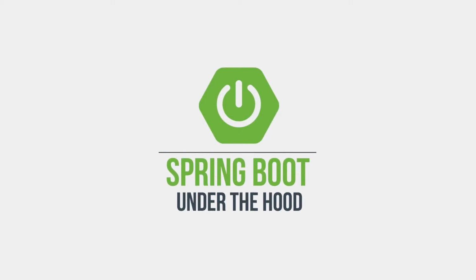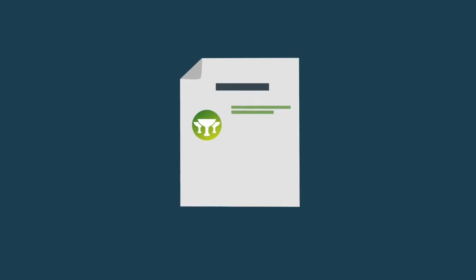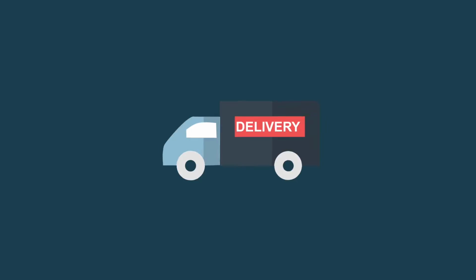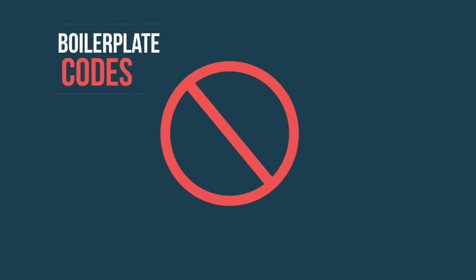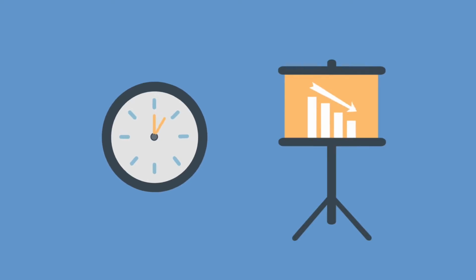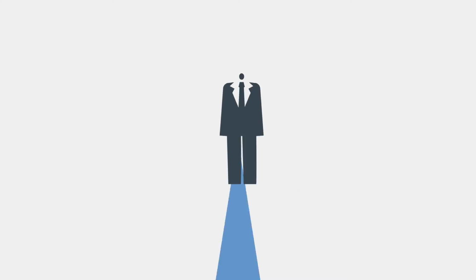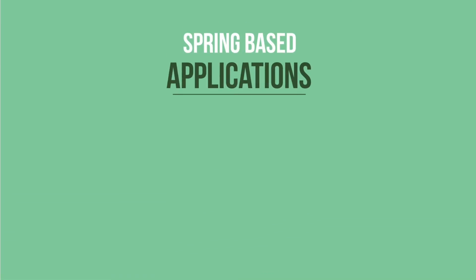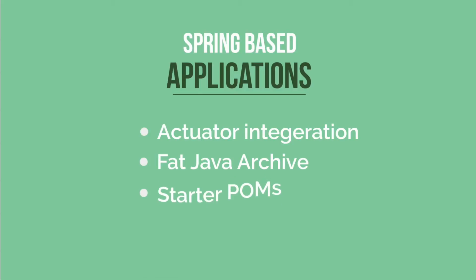Spring Boot under the hood. Grails has been completely rewritten under the hood, utilizing Spring Boot as its own delivery vehicle. It eliminates boilerplate code and lengthy configuration steps, which in turn decreases the ramp-up time for a project. This offers plenty of options that can be associated with Spring-based applications, including actuator integration, Fat Java Archive, Starter POMs, Spring 4.1.